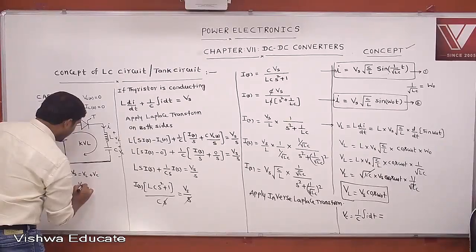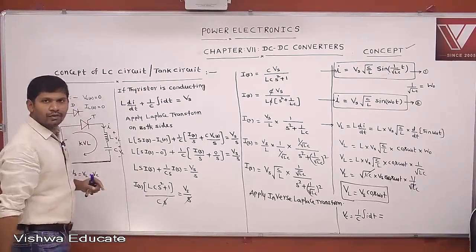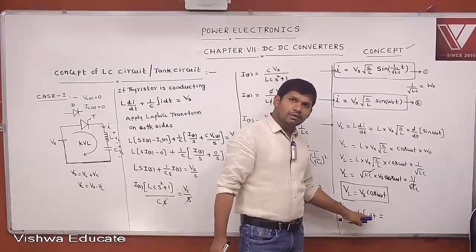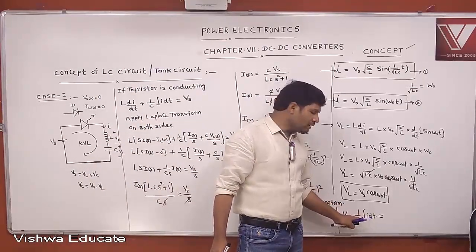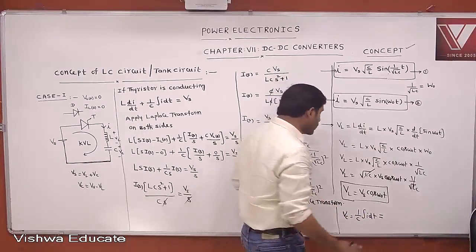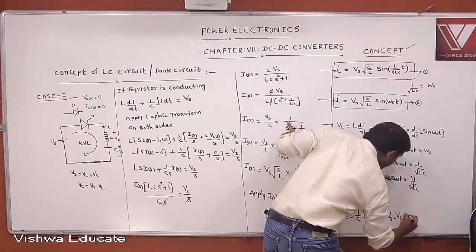Now what I want is VC. VC means VS minus VL. This is another way to calculate. One method is you integrate, then apply the initial condition, then you find the expression for VC. That is one method. Another way to solve is you can calculate VC equal to VS minus VL.